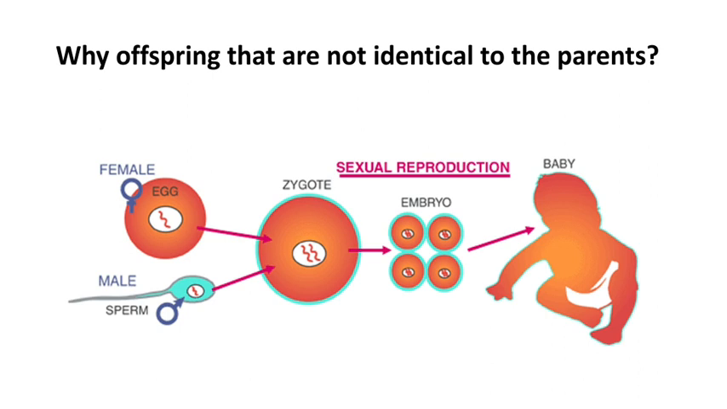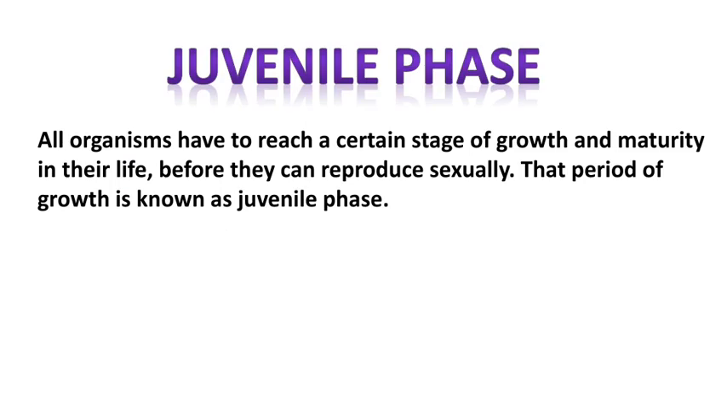Now in our next slide we are basically going to talk about the juvenile phase. Now what is the juvenile phase? Juvenile phase is the period before acquiring the maturity to reproduce, where the organism grows and doesn't have any capacity to reproduce. That phase is basically your juvenile phase.